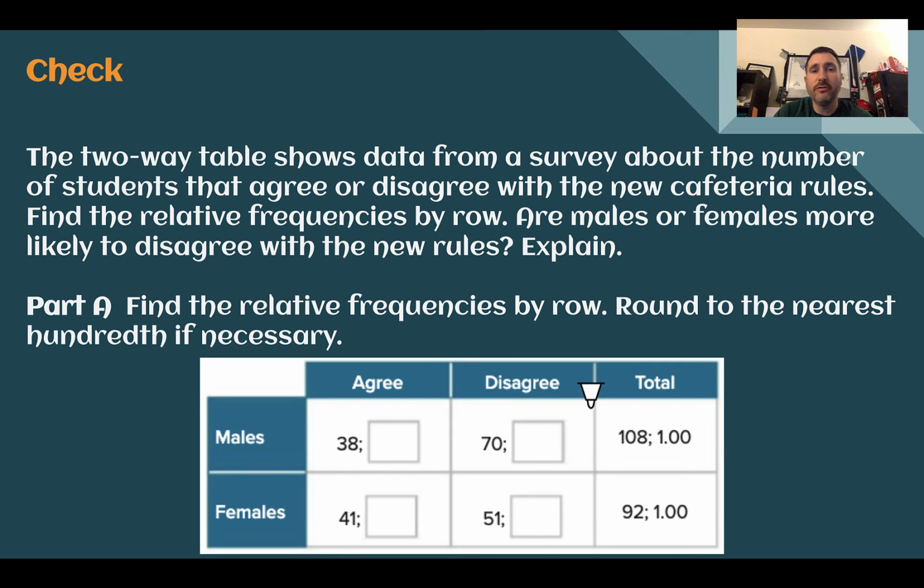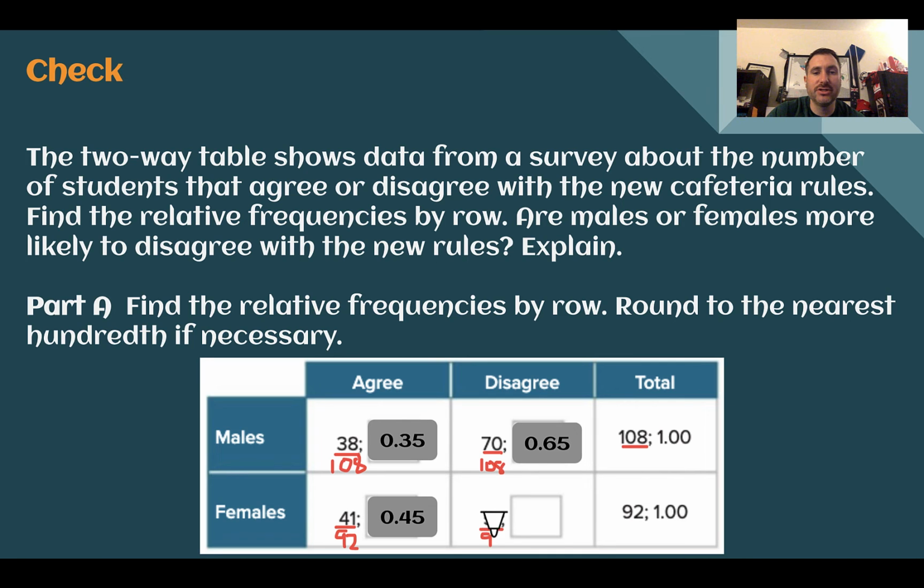Let's check. So first, before I show the decimals, let's make sure we can write our ratios correctly. So we're looking at row relative frequency, since our rows are what are completed. So this one here would be 38 out of 108. So 38 divided by 108 would come out to be approximately 0.35. 70 out of 108 would come out to be approximately 0.65. 41 out of 92 comes out to be about 0.45, and 51 out of 92 is 0.55.